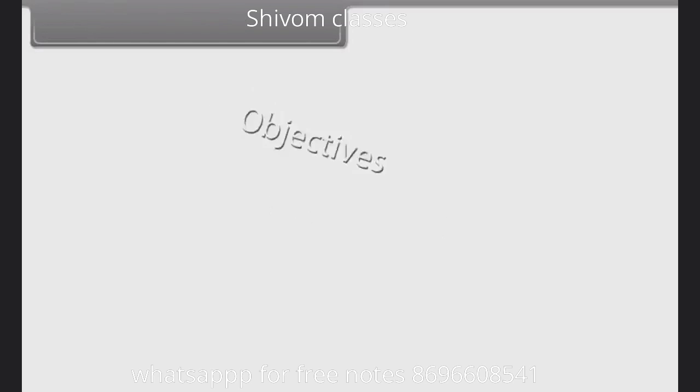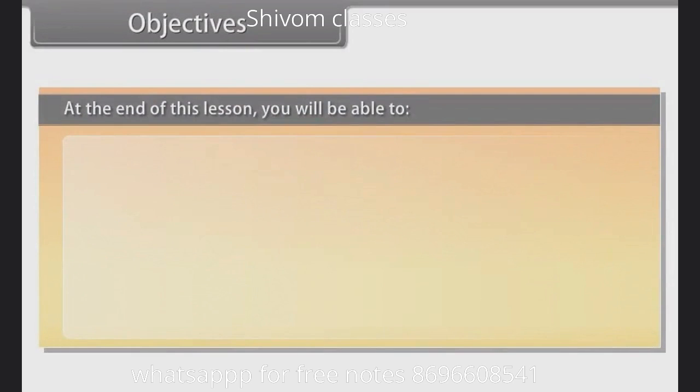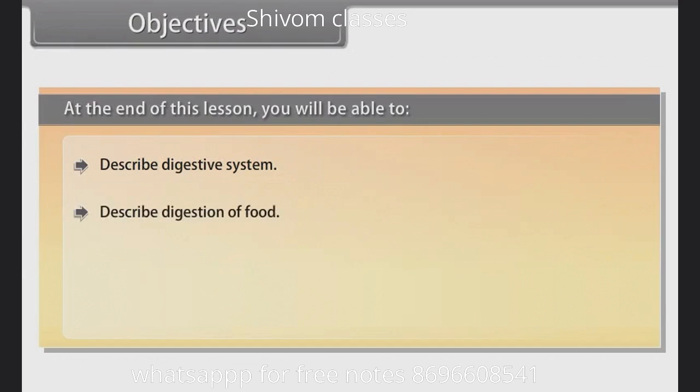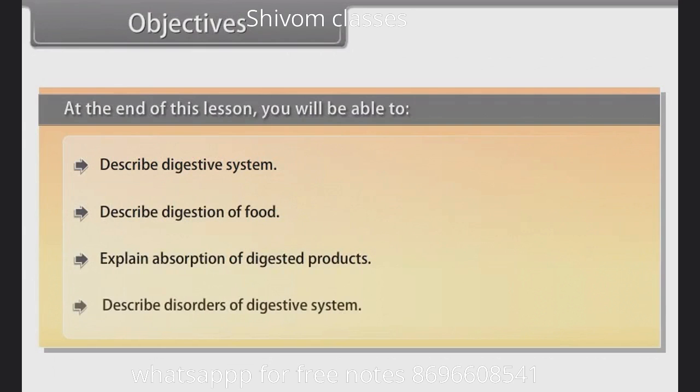Objectives. At the end of this lesson, you will be able to describe digestive system, describe digestion of food, explain absorption of digested products, describe disorders of digestive system.